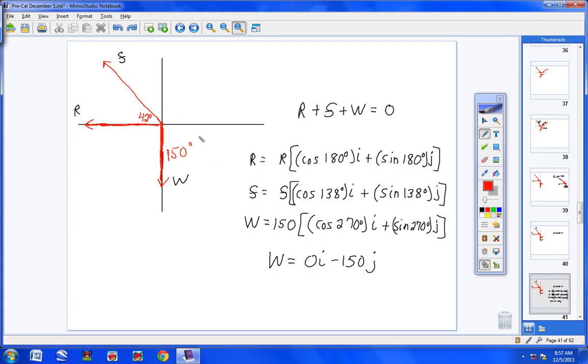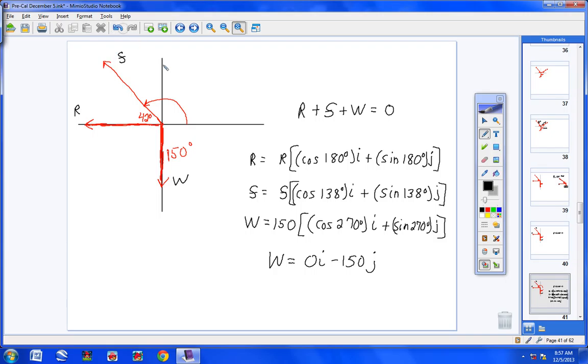Now, let's take a look at S. For S, we rotate from here to here, okay? And when we do that, if this is 42 degrees, we're left over with 138. So the length of S times cosine 138, sine of 138.